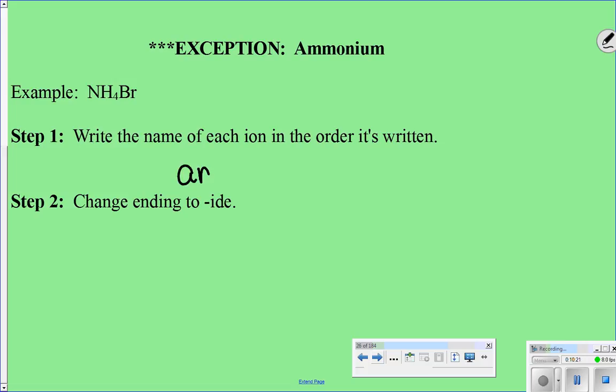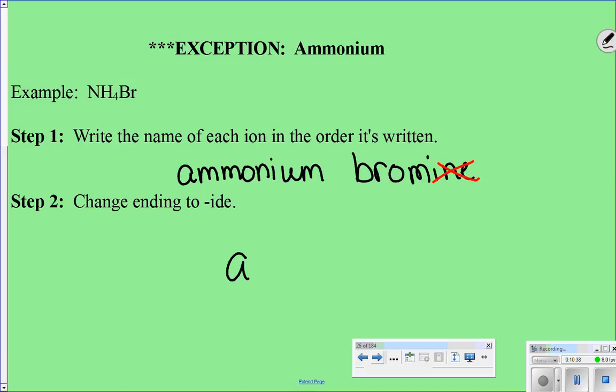So in the case of ammonium, this would be bromine, because this is NH4Br. We don't want to leave this as ammonium bromine. Instead, we want to change our ending, and this is going to become ammonium bromide. So if something comes from the periodic table, you ide its ending. If it comes from reference table E, you do not ide its ending.